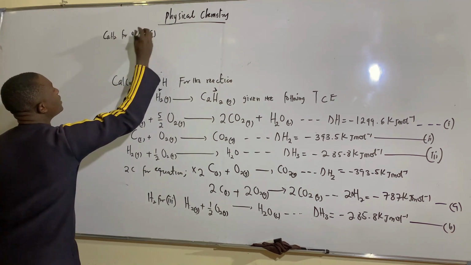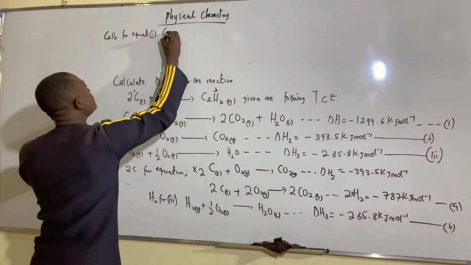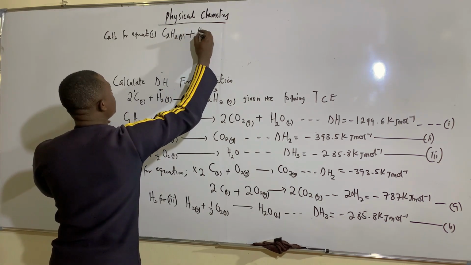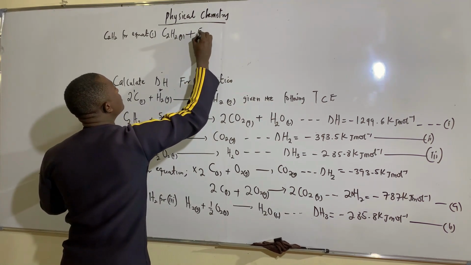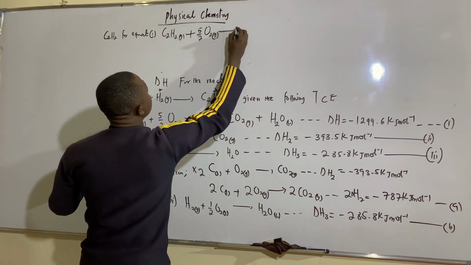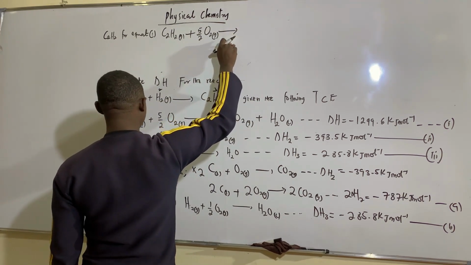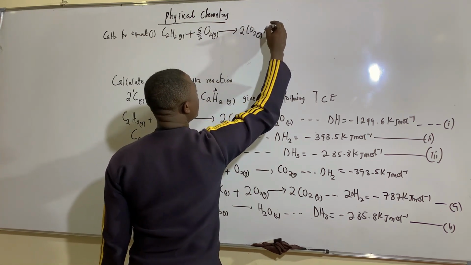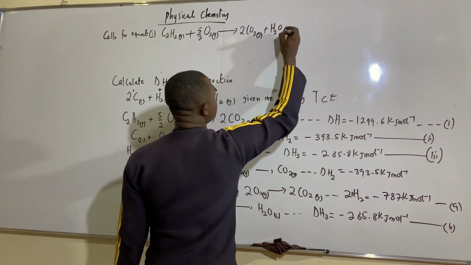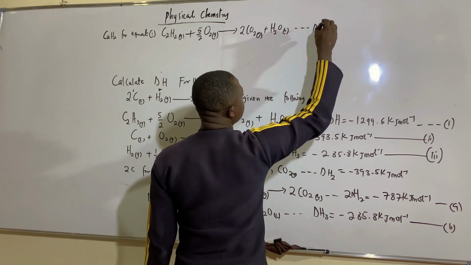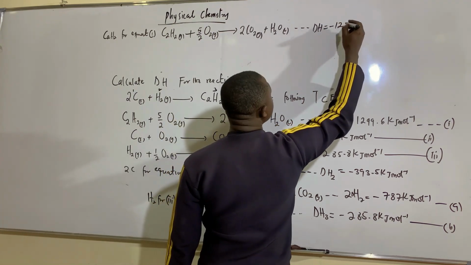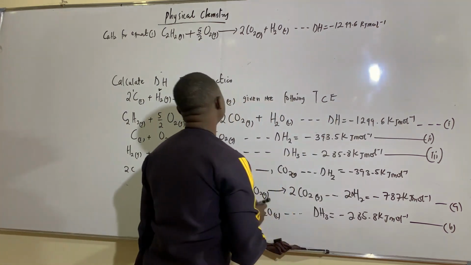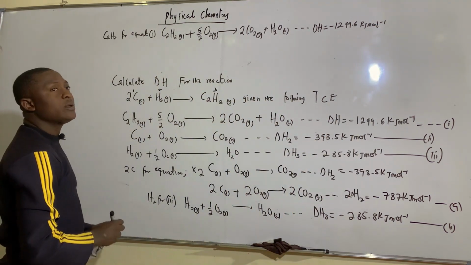And what do we have in equation 1? Equation 1 stated that this is what we have there. We have C2H2 plus 5/2 oxygen gas produces 2 CO2 plus H2O, which is liquid. Then the energy level of this is minus 1299.6 kilojoule per mole.